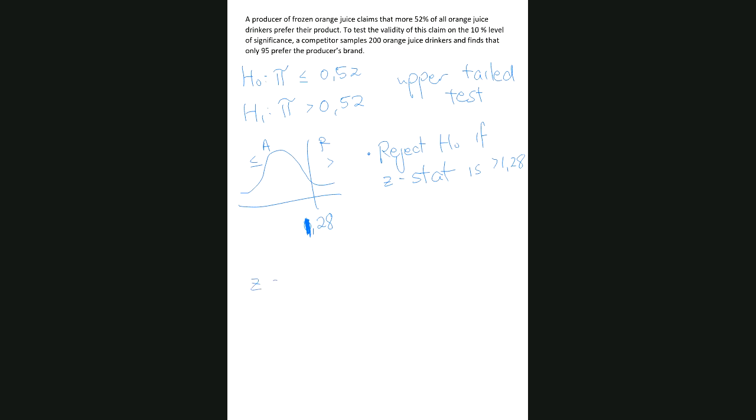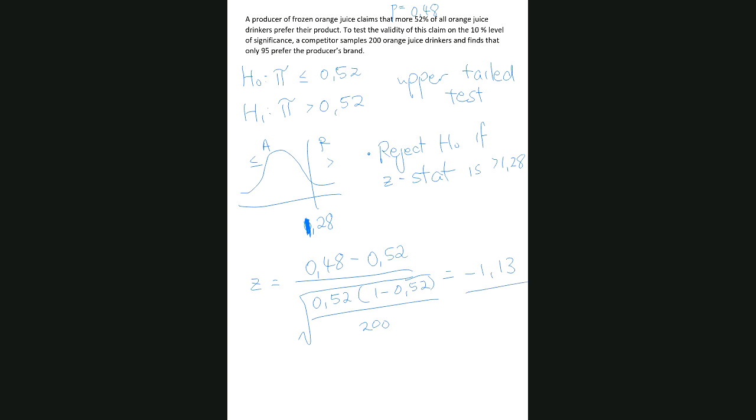The Z value is calculated, remember, as P minus pi. So P is, we said, we calculated was 0.48. So P minus pi is 0.48 minus 0.52 over the root of pi multiplied by 1 minus pi over n, which is 200. And this would give us a value of minus 1.13.